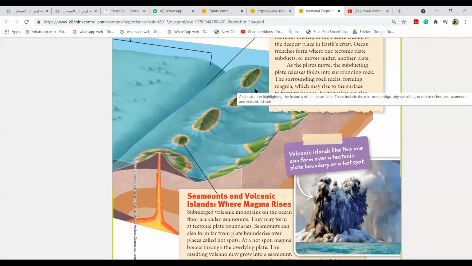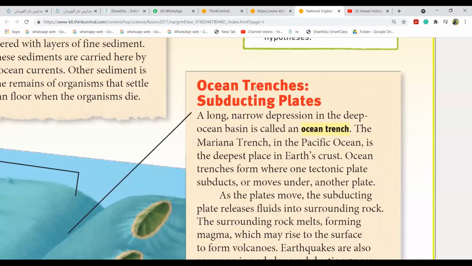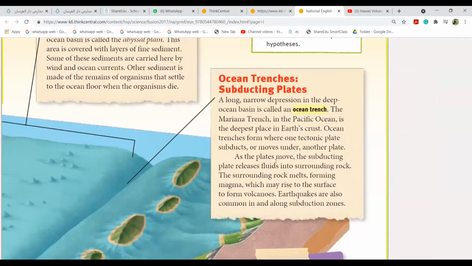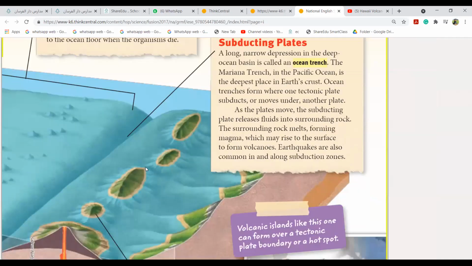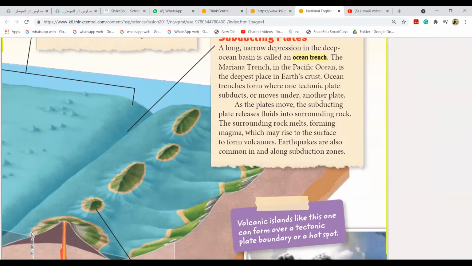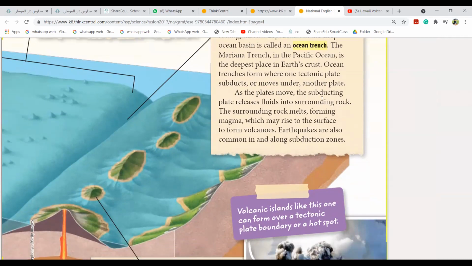Very interesting, girls. So what is an ocean trench? A long, narrow depression in the deep ocean basin. This is called the ocean trench. The Mariana Trench in the Pacific Ocean is the deepest place in Earth's crust. Ocean trenches form where one tectonic plate subducts, or moves under another plate, where exactly these volcano eruptions or hotspots are. As plates move, the subducting plate releases fluids into surrounding rock. The surrounding rock melts, forming magma, which may rise to the surface to form volcanoes.